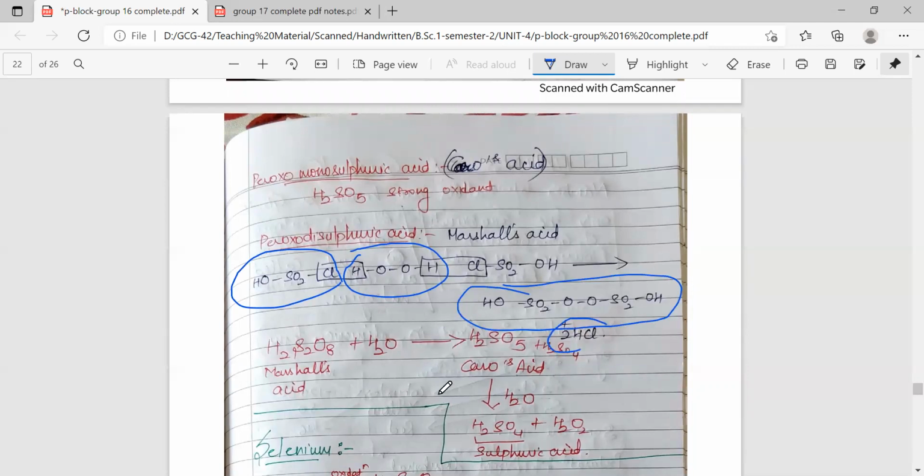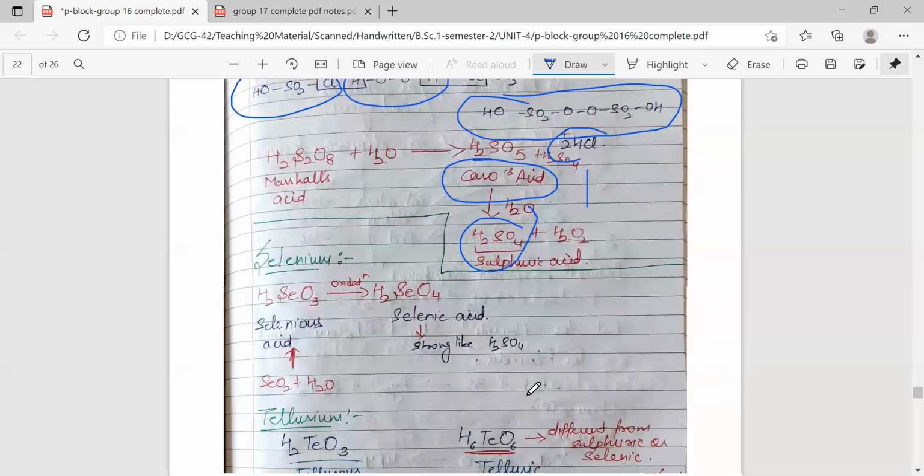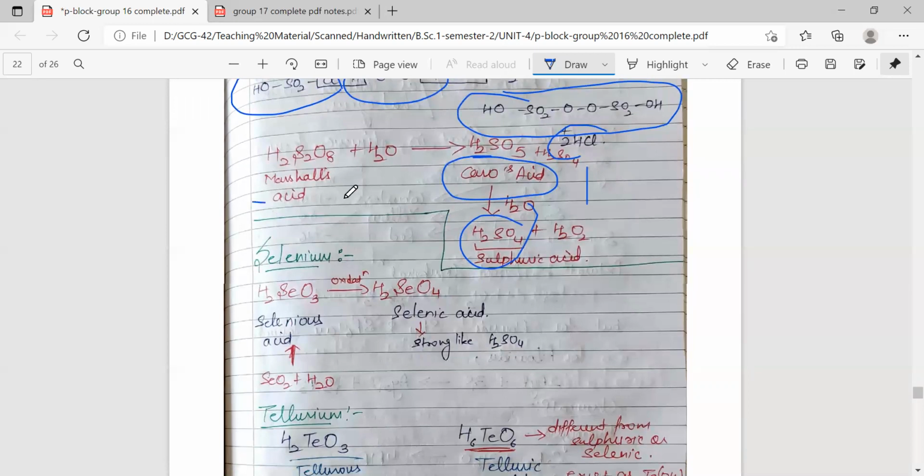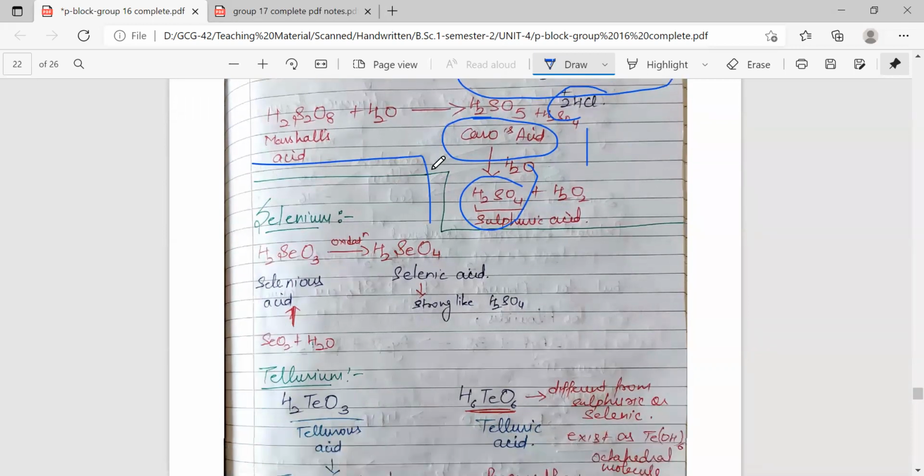We can interconvert these acids. Marshall's acid will react with absorbed water to give Caro's acid, which will further react with H2SO4 to give Caro's acid and H2SO4. Caro's acid further absorbing water will give us sulfuric acid and H2O2. So this is the interconversion reaction for these three acids, which is very important. The other acid with an important common name is oleum. So these four acids are to be memorized, their structures, their common names and their chemical names.